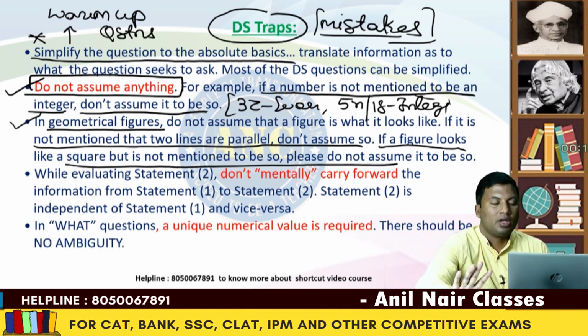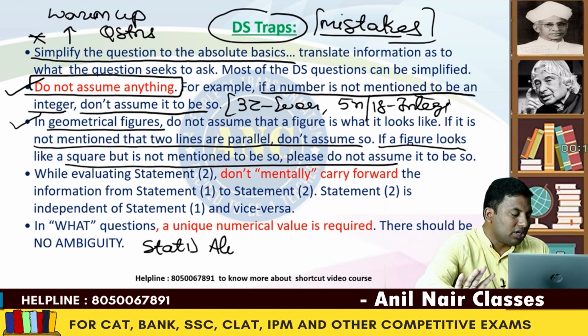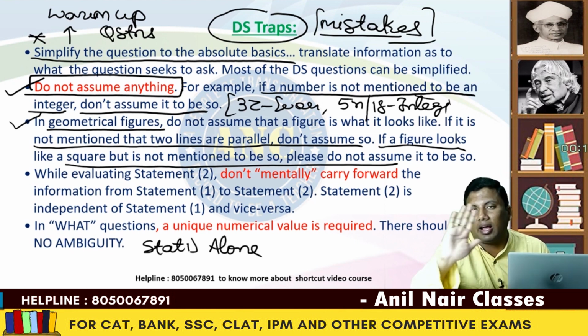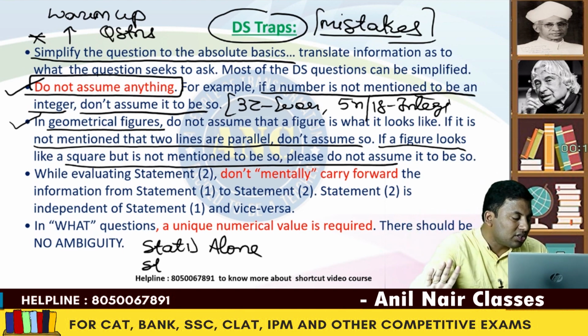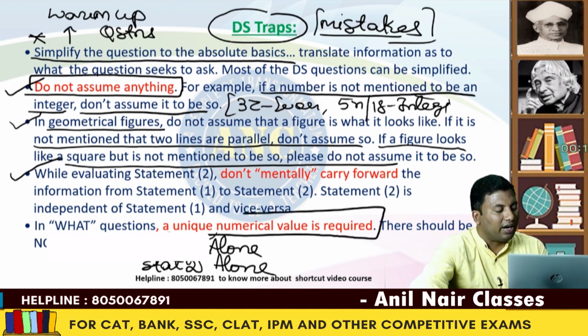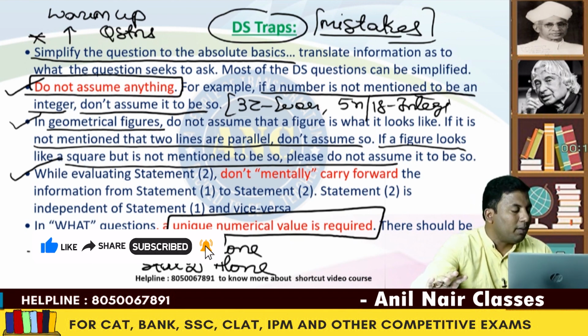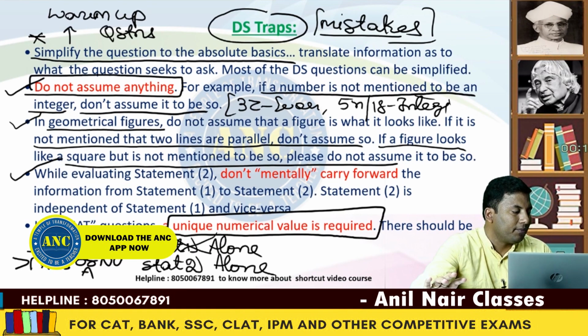Point number 3. Point number 4: I told you that when you are using statement 1 alone, statement 2 values do not carry forward. When you are using statement 2 alone, statement 1 does not carry forward. I will explain this again with examples. That is the 4th point. Unique numerical value is required. I already discussed what a unique numerical value is. There should be no ambiguity, meaning more than one answer or no answer should not be possible.